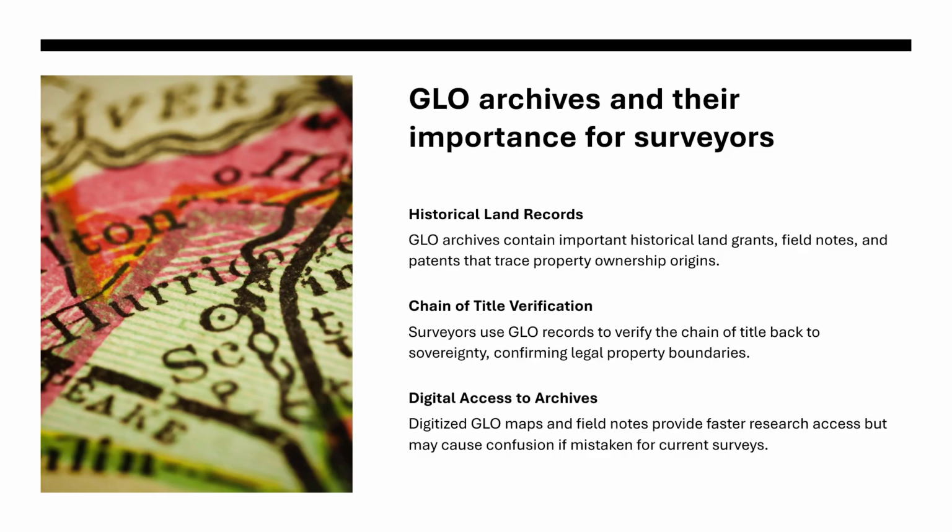Second, the GLO provides access to digital archives. In recent decades, the agency has digitized thousands upon thousands of maps and field notes, making them accessible online. This makes research faster, but as we discussed earlier, digital access can also create confusion if clients mistake scanned records for current surveys.